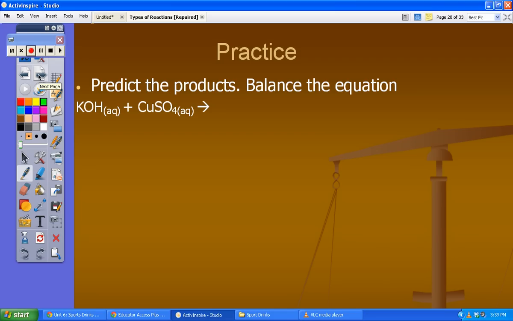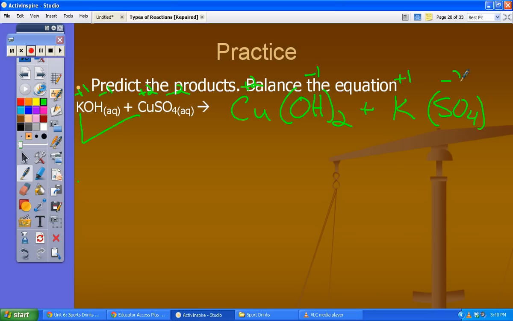Here's one more example I will do. We take potassium and copper and exchange those two. Potassium is +1, copper is +2 in this case, sulfate is -2, hydroxide is -1. So we're going to have Cu +2, hydroxide OH, which is a -1. So we need 2 of those, plus potassium, which is a +1, and sulfate, SO4, which is a -2.